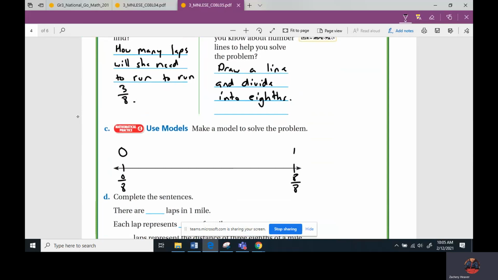So I'm just going to count regularly. 0, 1 lap, 2 laps, 3 laps, 4 laps, 5 laps, 6 laps, 7 laps. That last lap was a little bit big, so I'm going to go back and redo that. 1 lap, 2 lap, 3 lap, 4 lap, 5, 6, 7. That's a little bit better.